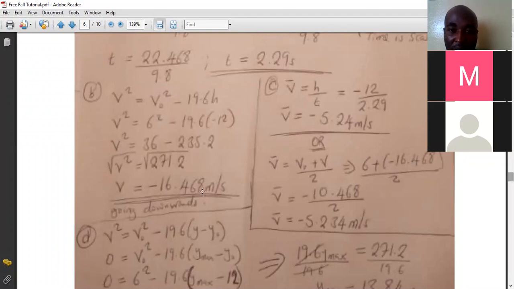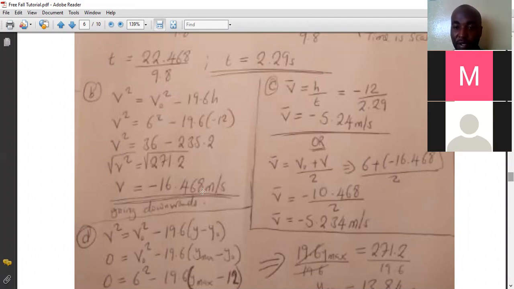So that's all. Then for C, they're asking us for the average velocity. Average velocity, there are two ways of finding it. You can either say h over t, which is displacement over time. The displacement in vertical is the height. So h over t, which is negative 12 over 2.29, you find negative 5.24 meters per second.